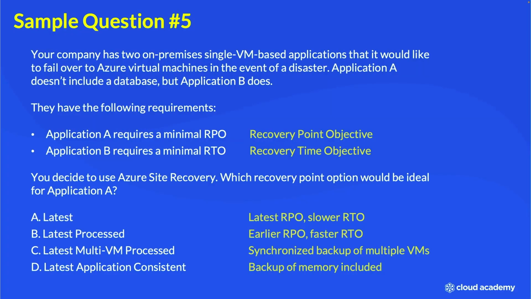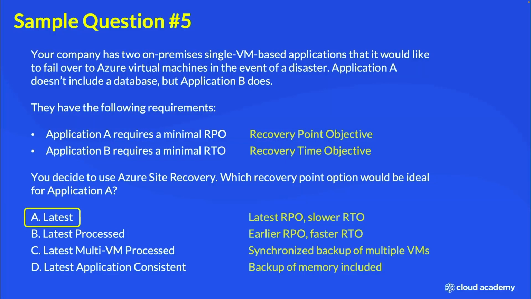All right, so let's go back to the question. What are we trying to do here? The question is actually only asking about application A. So we can just ignore application B and its RTO. We only care about the RPO. We want a minimal RPO. In other words, we want the latest RPO possible.